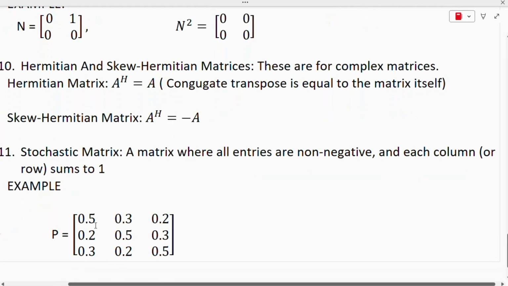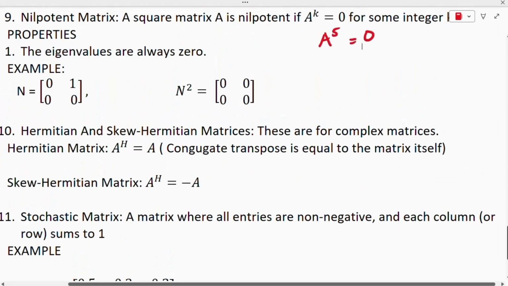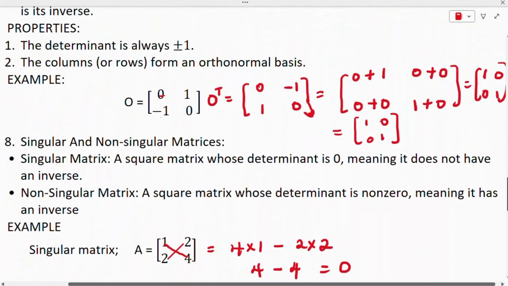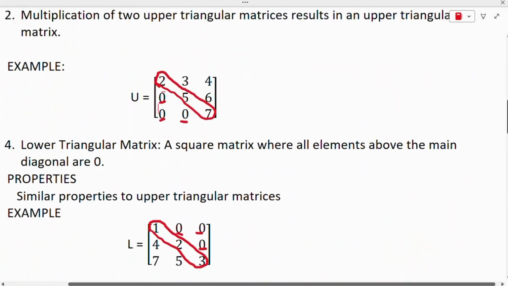Number 11, we have the stochastic matrix. This is a matrix where all entries are non-negative and each column or row sums to 1. If we add 0.5, 0.3 and 0.2, if you add each row, you will have 1. If you add each column, you are going to have 1. That type of matrix is known as the stochastic matrix. So guys, these are the types of special matrices and their properties.